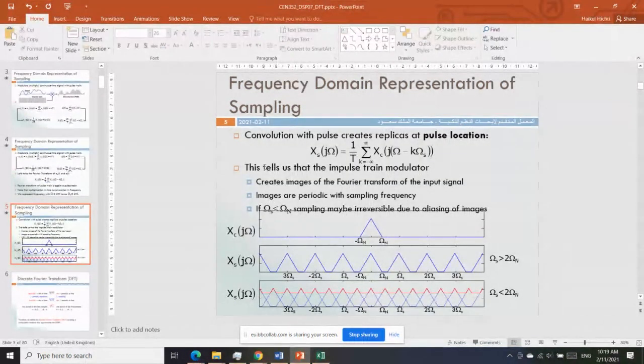So, what else can we say? The convolution with pulses created replicas at pulse locations. So, لاحظ هنا انه في عنا it's periodic. النتيجة هذه periodic. It's replicated at omega s. يعني كل omega s this repeats. It's the same sum.